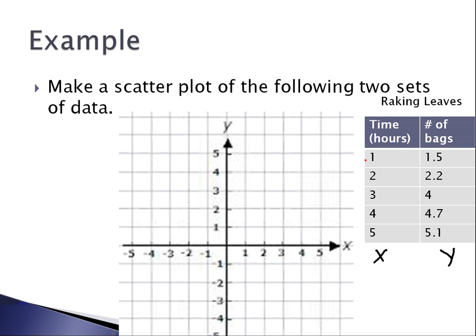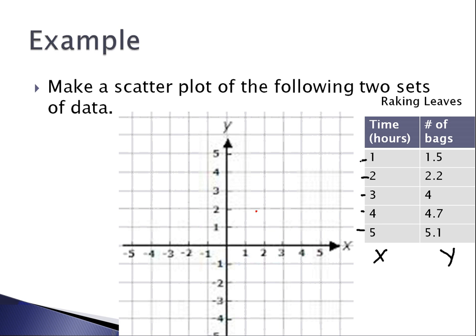But anyway, each one of these is an ordered pair. So we need to make sure we graph them accordingly. So the first one would be 1 and 1.5. Notice that in the number of bags column, they're not perfect even numbers. Well, 4 is. But what this means is they're not going to be perfectly located on our graph, and that's where a trend line will come into place here in a little bit.